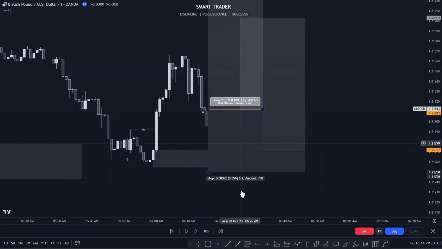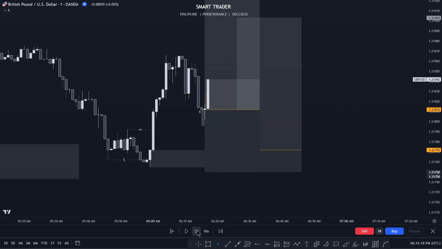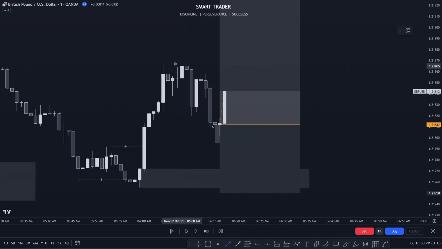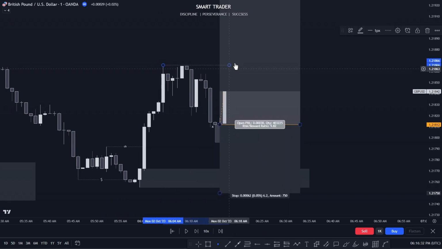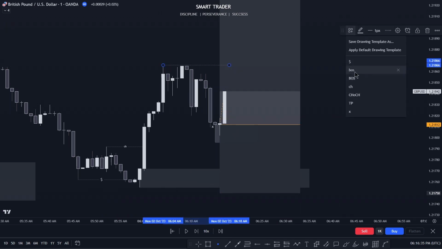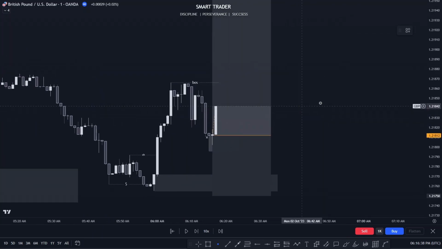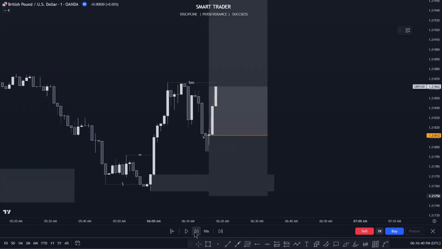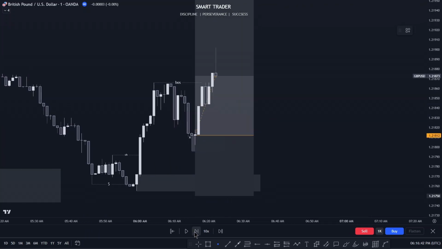After the market created the single candle order block and mitigated, we see that the market starts pushing higher, and this becomes our break of structure, which is right here. If the market breaks the structure here, we can put our break even. But let's see what happened. Okay, the market keeps pushing.